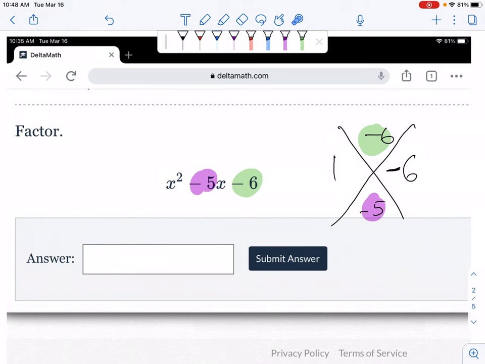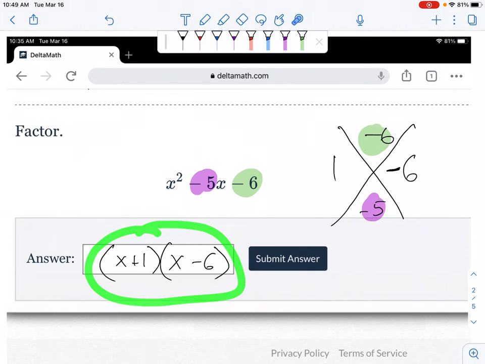And then, when we're doing this, this creates a special pattern that says x plus 1, that 1 came from here, times x minus 6, that 6 came from here. If I were to multiply these up, it would give me this. It would give me what we started with. So it's our middle value, x plus 1, x times negative, or x minus 6.